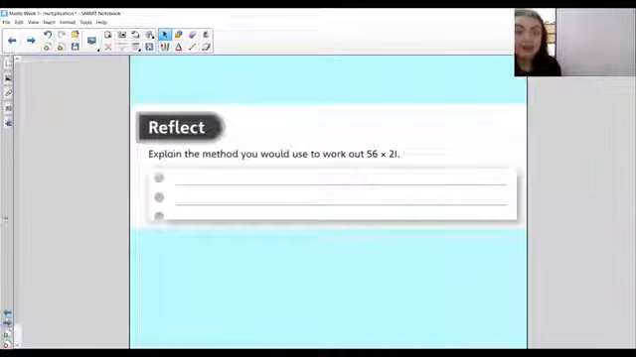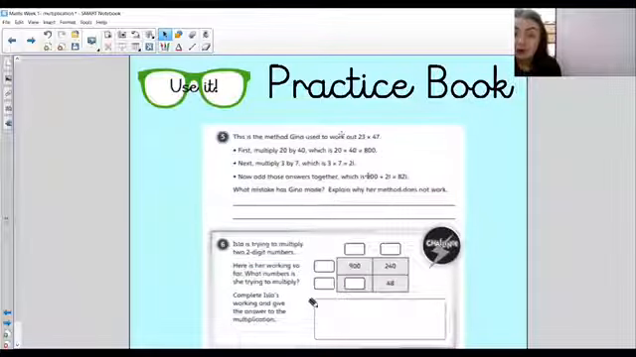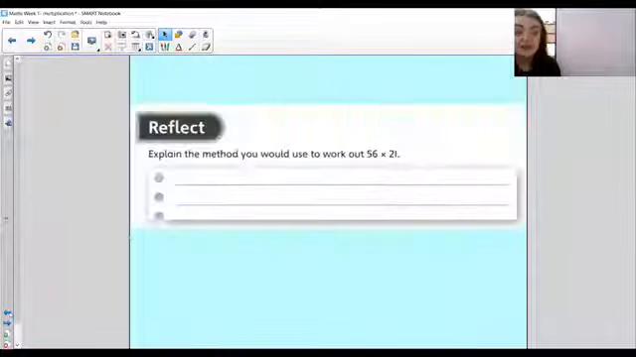And that is then your reflect. So you can then explain your methods. You can have a look here and see what Gina has written, because you already know that she's made a mistake somewhere in there. So you can use that to prompt your thinking. But it's simply just giving me the step by step. What would you do first? What would you do next? And then what would you do at the end?